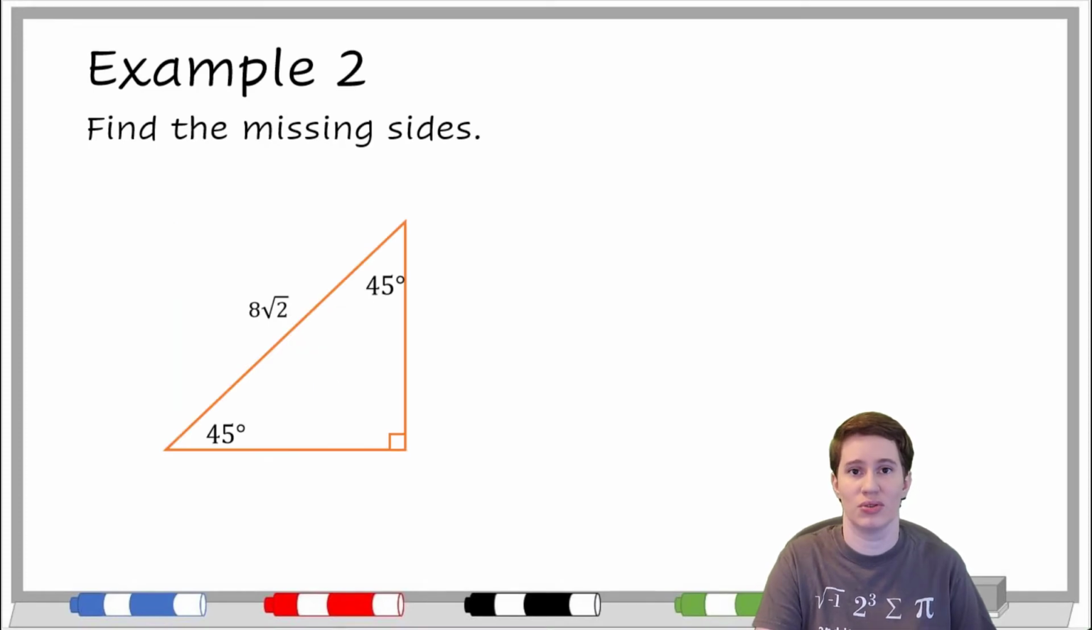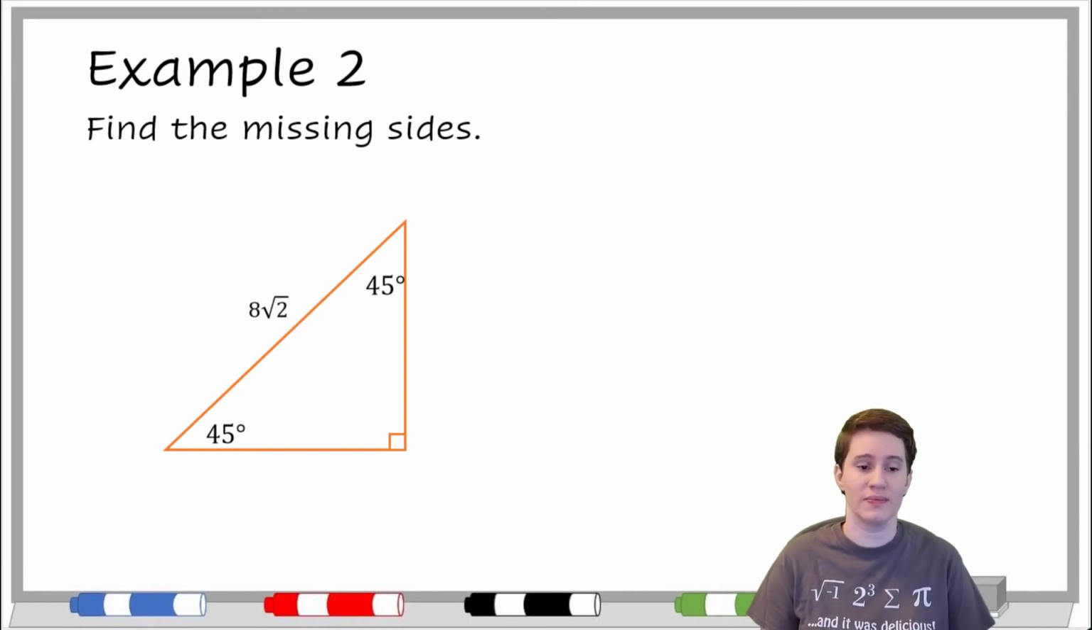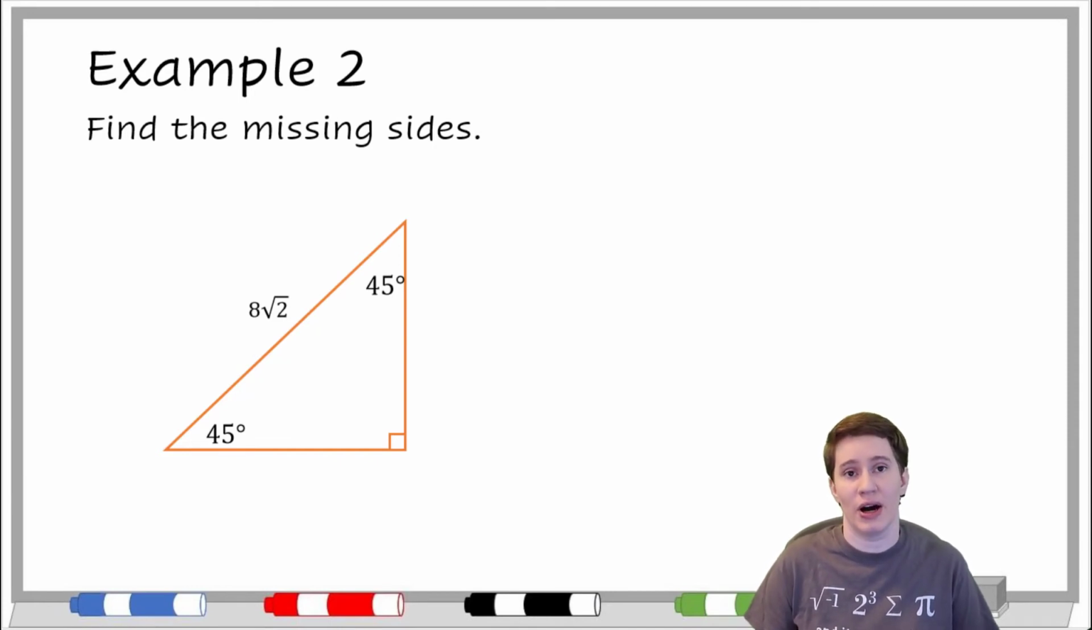Example 2, find the missing sides again. We have a 45, 45, 90 triangle. Once again, it's oriented a little bit differently so that we're not getting too used to seeing the same triangle over and over again. But it is still a 45, 45, 90. This time though, we know the hypotenuse, and we need the legs. So the rule is the legs are the same, and the hypotenuse is square root of 2 times as large as our legs. So in other words, x times square root of 2 should equal our hypotenuse, which is 8 square roots of 2.